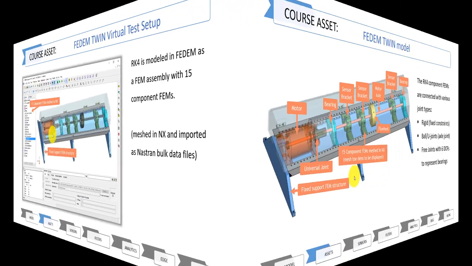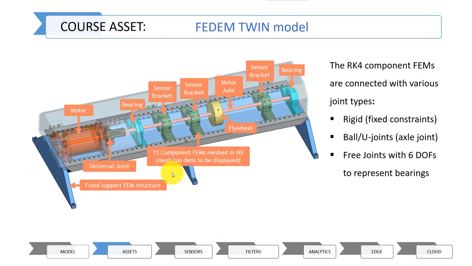In FEDEM, you position all the 15 component FEMs in a global coordinate system. In this case, all component FEMs were meshed in a global coordinate system already, so I didn't have to position them in FEDEM. Then I applied a motor defined by 2 revolute joints and an input torque from a control system. And the main axial is spinning through a universal joint here.